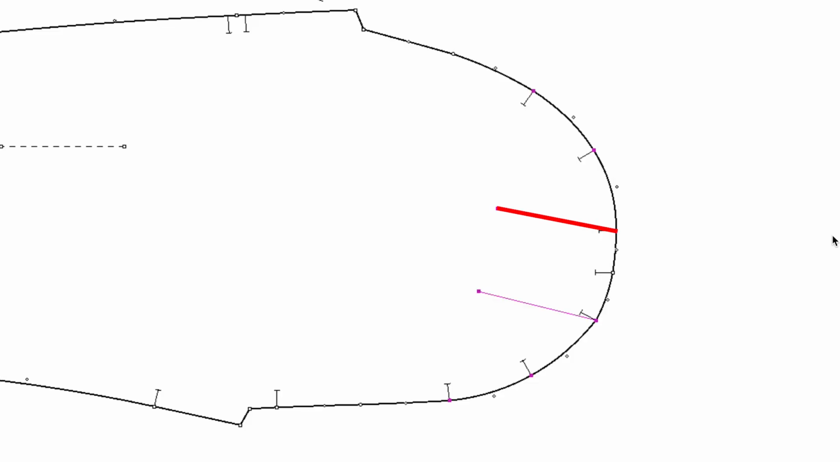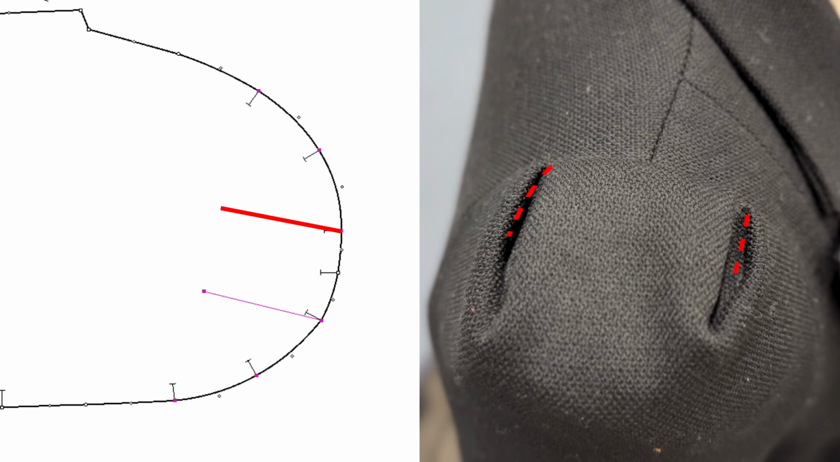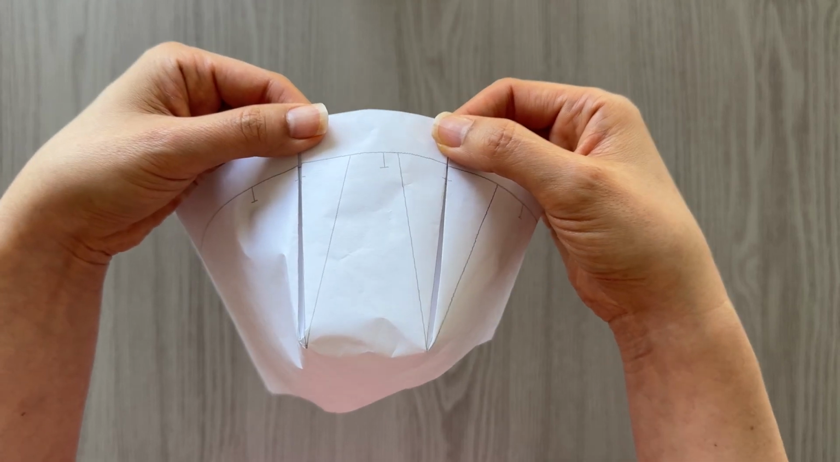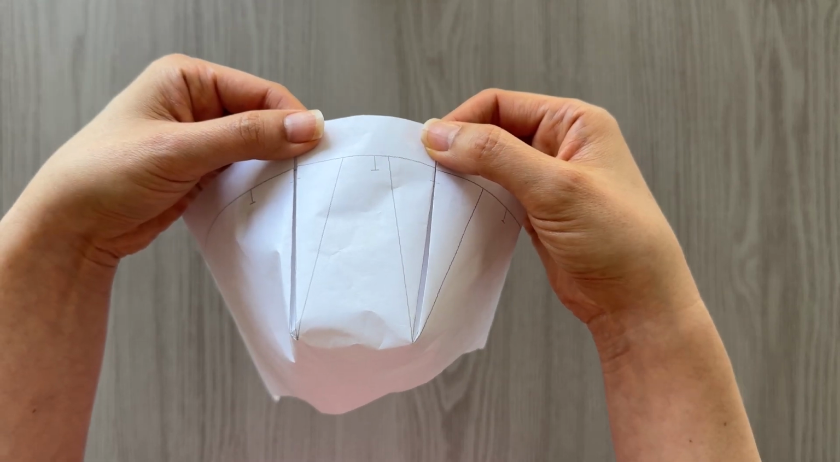If you see the sample, you can see the pleat direction. It's almost parallel. So I drew two lines, kind of parallel, and the length is the same as here on the sample, and draw lines like this. And once you fold these two pleats, you see the pleat direction.